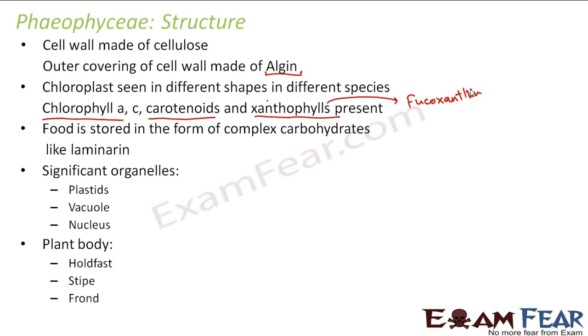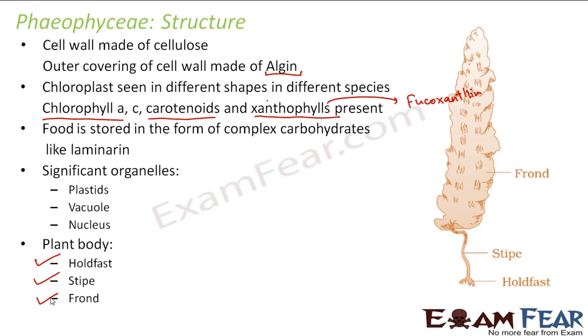Talking about the structure of the plant body, there are three important parts: the holdfast, stipe and frond. If you look at the plant body, this is how it looks. This stalk-like structure is known as the stipe. Holdfast is the one which holds it to the substratum. It is not exactly a root, but you can say it is a substitute of root. It helps it hold to the base. That is why it is known as holdfast, because it actually holds it.